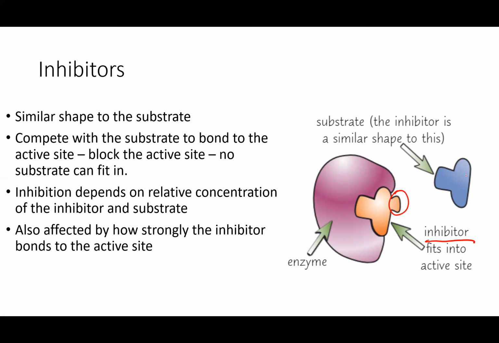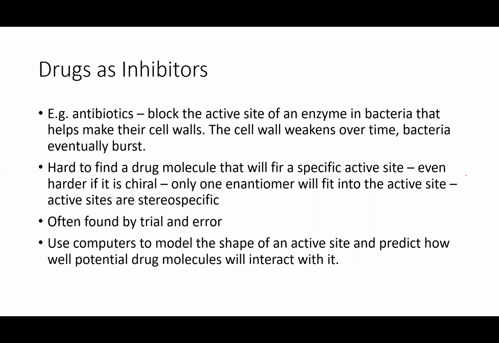How much inhibition happens depends on the relative concentration of inhibitor and substrate. If there's a lot more of the inhibitor, it will take up most of the active sites, and very little substrate will be able to get to the enzyme. And the amount of inhibition is also affected by how strongly the inhibitor bonds to the active site. And finally, some drugs work as inhibitors.